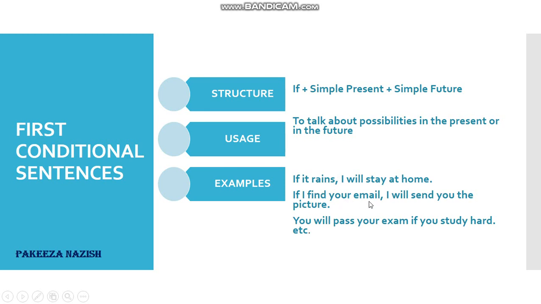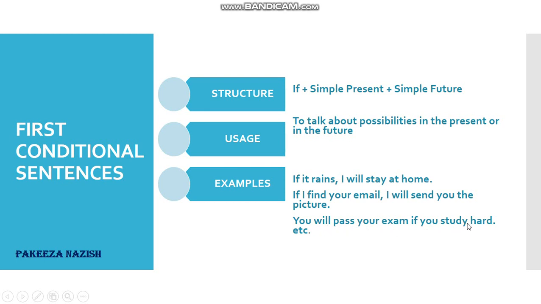If I find your email, I will send you the picture. So what is the condition? The condition of sending the picture is to find the email. So this is the first form of verb. If I find your email, and I will send, will and shall with the first form of verb. You will pass your exam. See, this is the future tense, future indefinite.